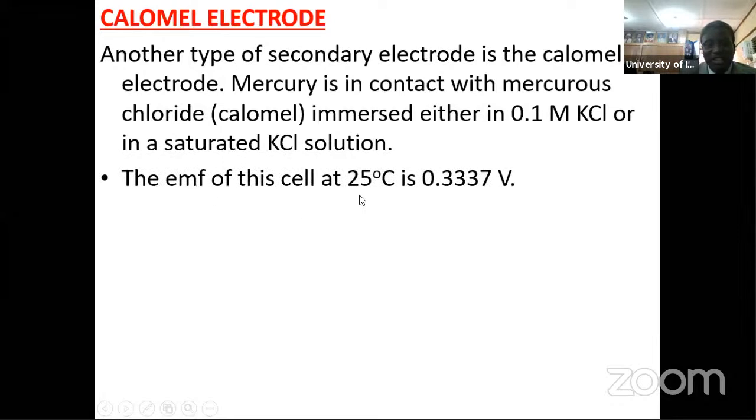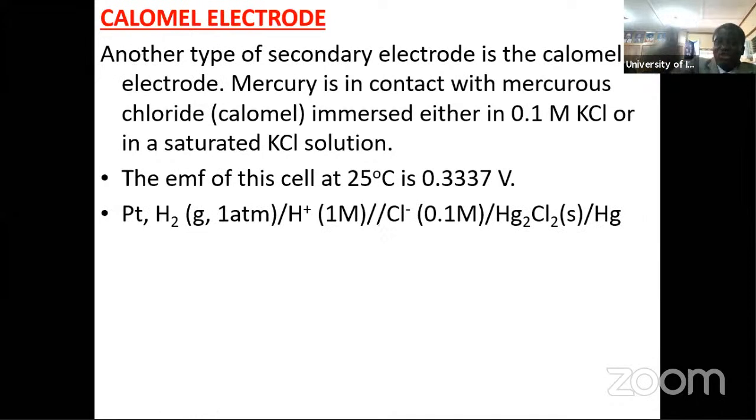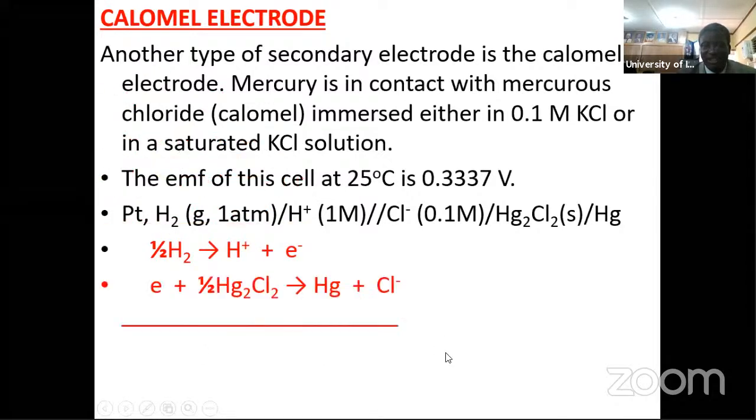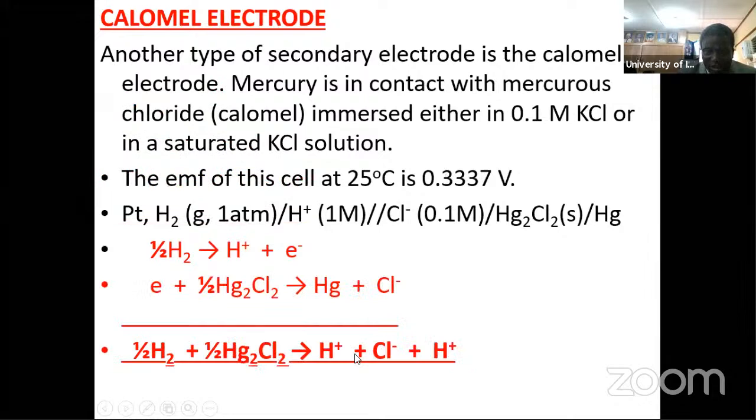The EMF for this, the E cell for this, is 0.337 volt at 25 degrees C. So that means if you are using calomel electrode, all you have to do is just to make a difference for this. And this is the notation for that electrode. And then these are the half cells, and then the final equation is this. So the E cell for this is actually here.